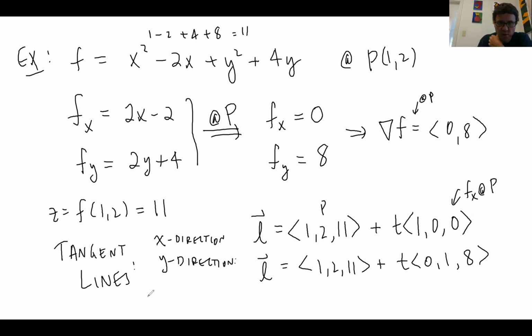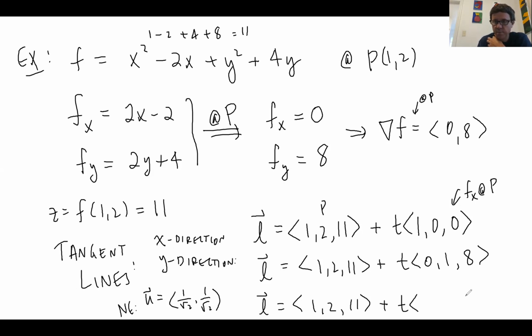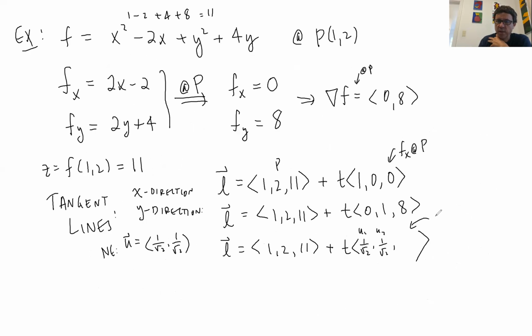If I gave you one more, so for example, suppose I tried to do the u direction, which was northeast, so that would be 1 over square root 2, 1 over square root 2. So over 1, up 1, but you have to make it a unit vector. And that tangent line would look like 1, 2, 11. And then I have to go t, and what goes in there is u sub 1, so that's 1 over square root 2, u sub 2, that's 1 over square root 2, and then this last part has to be the directional derivative at u.